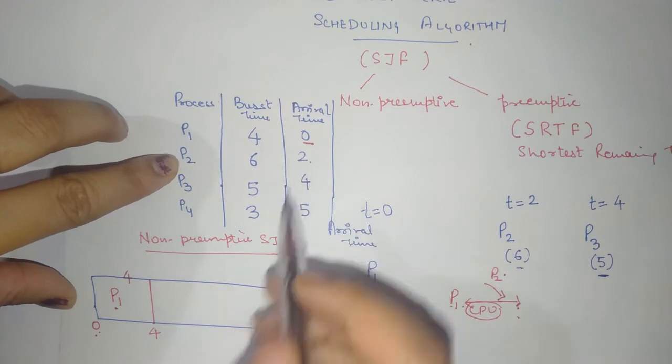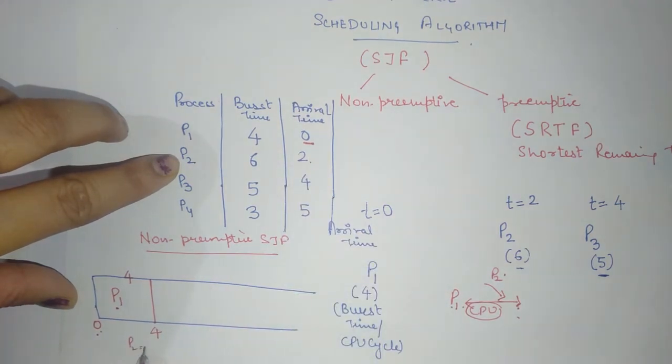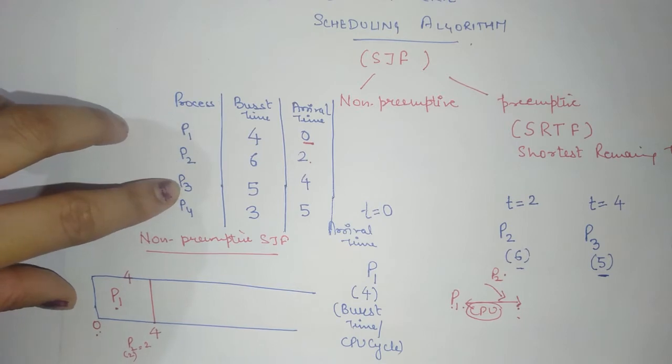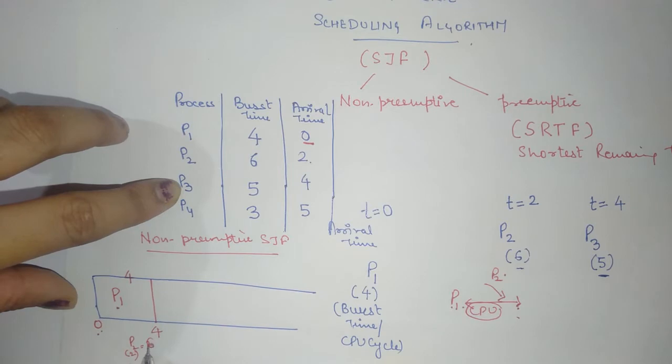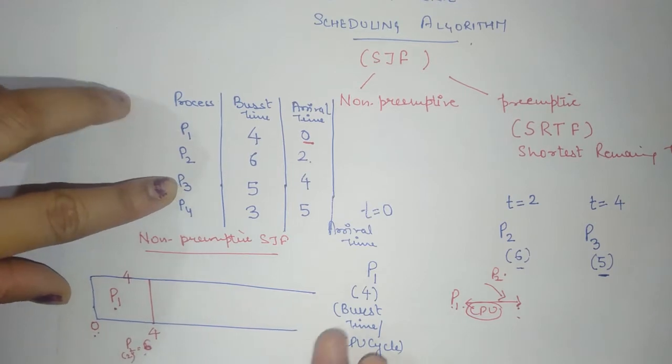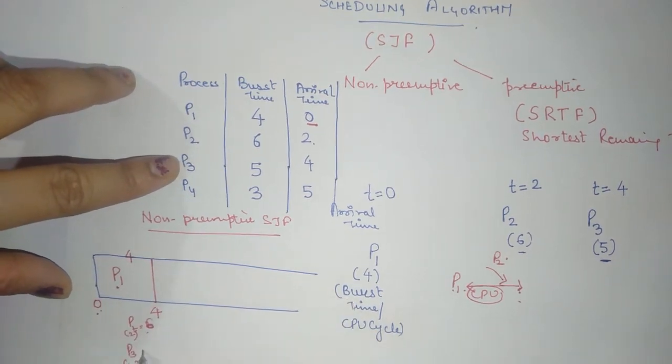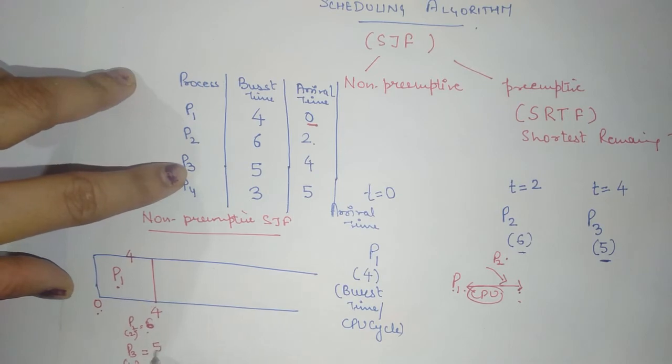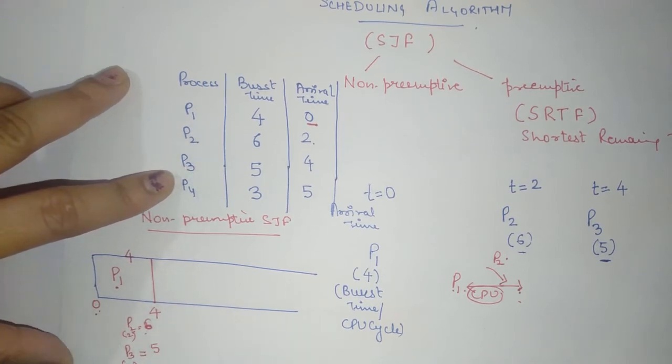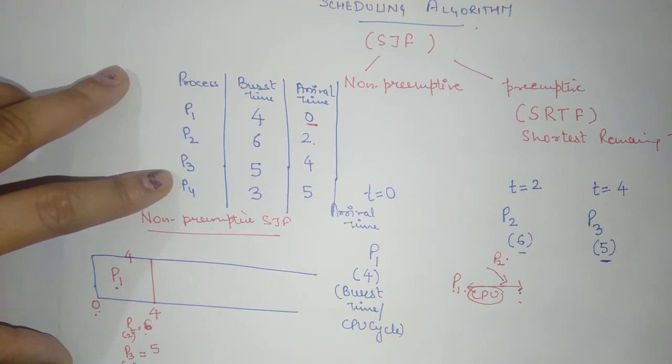The arrival time of P2 is 2. The arrival time of P3 is 4. The burst time of P2 is 6, and the burst time of P3 is 5. Both the processes are currently in the ready queue. Now the operating system will choose which process to execute.